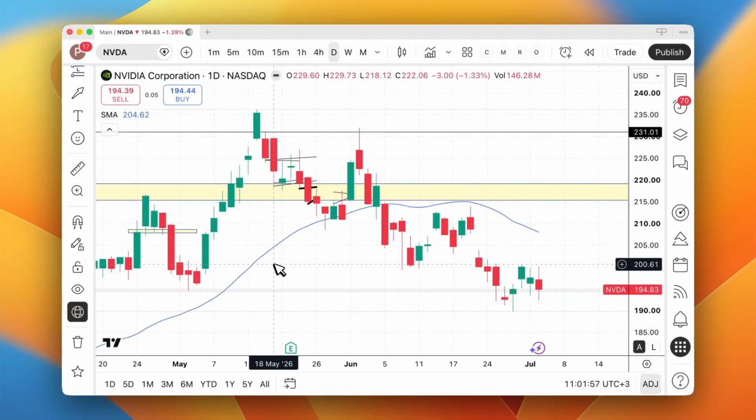This is how to lock the starting position of the chart when changing time frame. So the starting position here is April 20th, 2026. And I want to move to the 4-hour, but keep this area.